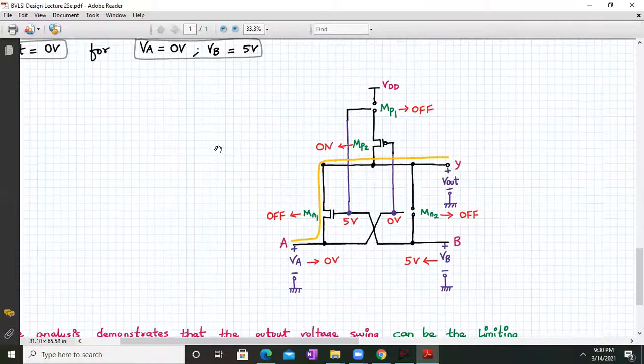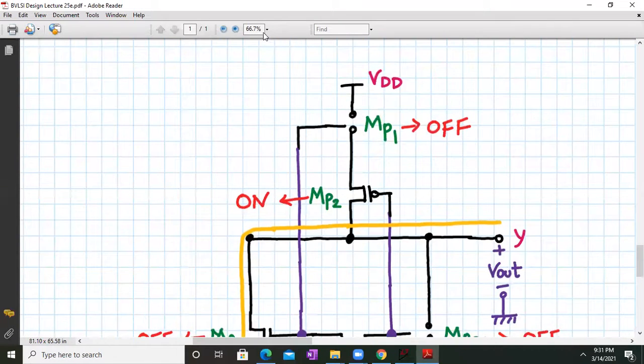In the next case, we have VA as logic 0, that is 0 volts, and VB as 5 volts. VB as 5 volts will turn on MN1 and turn off MP1, whereas VA as 0 volts will turn off MN2 and turn on MP2. So what really will happen is that in spite of MP2 being on, these two transistors are connected in series. Let me just expand it over here like this.